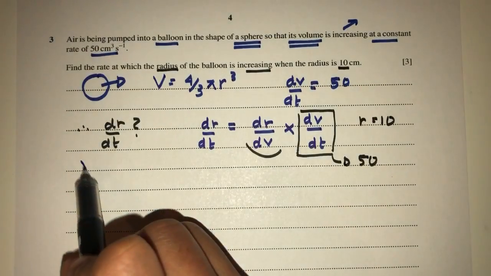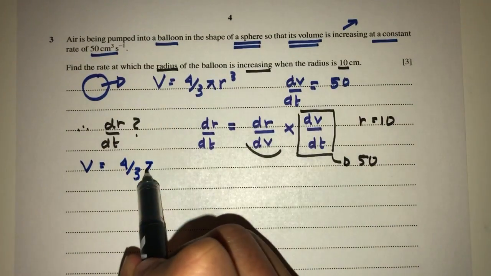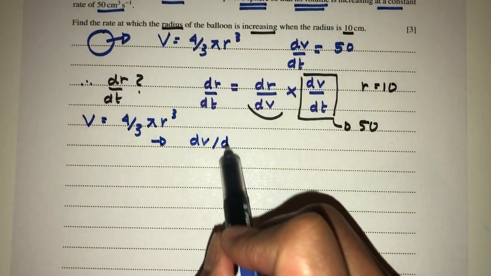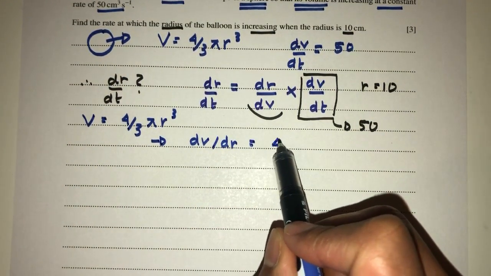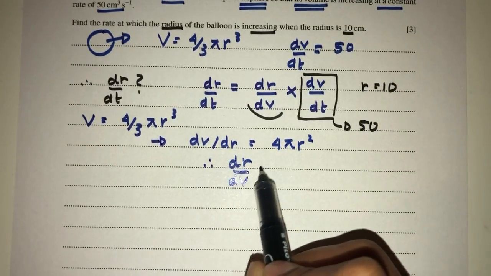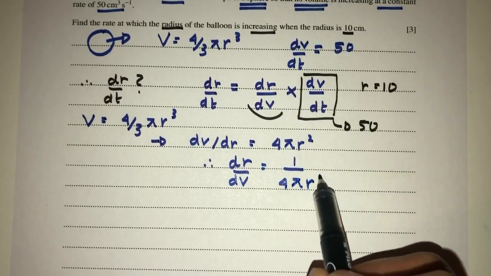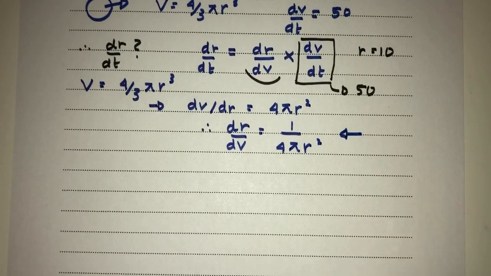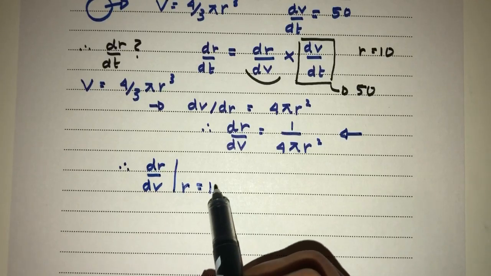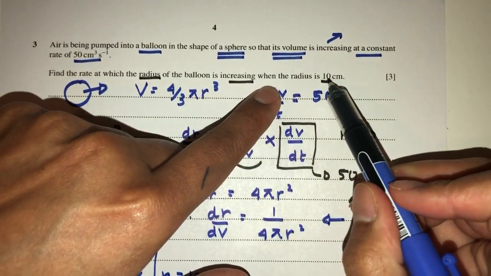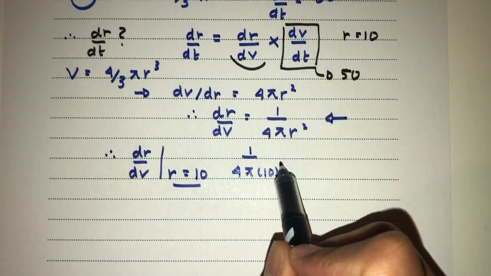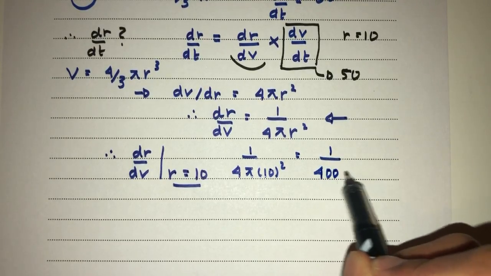So we know that v is given by 4 over 3 pi r cubed. From this we can first find dv by dr. That will be 4 pi r squared. From this we can find dr by dv. That will be 1 over 4 pi r squared. Now we want to find dr by dv at the value of r equal to 10. Why? Because it tells you here, when the radius is 10, find the value. So that will be 1 over 4 pi times 10 squared, which is 1 over 400 pi.